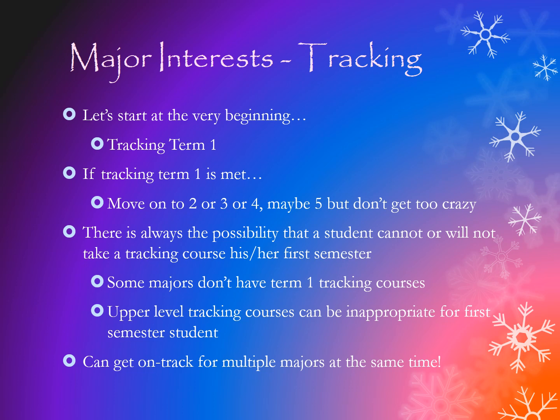And the other thing about taking a tracking course the first term is, again, with some of the components, not all of them are going to be appropriate or applicable to every student. There's always the possibility that a student cannot or will not take a tracking course his or her first semester. Some majors don't have term 1 tracking courses, as we discovered a few slides ago when we were looking at the different guess the major based on the tracking term 1 classes. Some upper level tracking courses, like we talked about, can be inappropriate for first semester students.